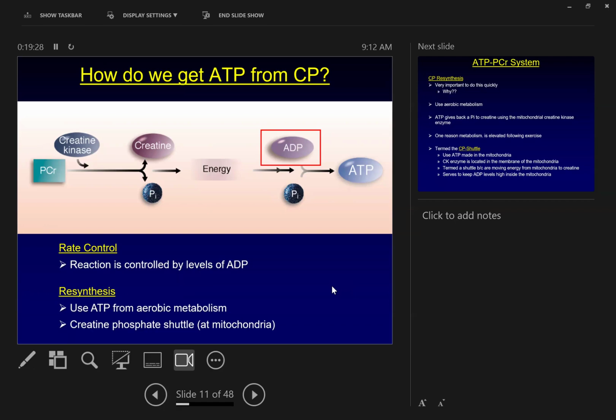We run the reaction in reverse, okay? There's a creatine kinase molecule that sits in the membrane of mitochondria. And as the mitochondria make ATP, they just grab a phosphate, hand it to the creatine that floats by, and we make our creatine phosphate back. Okay? That's how that goes.